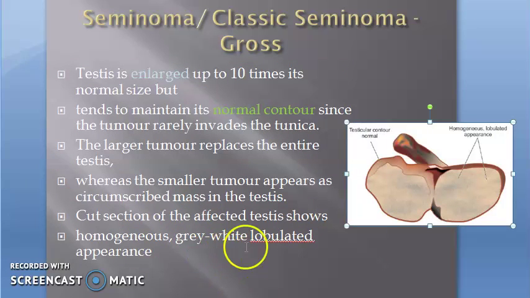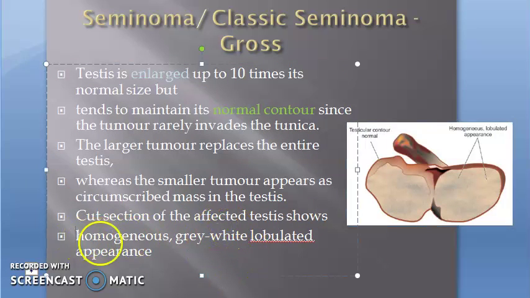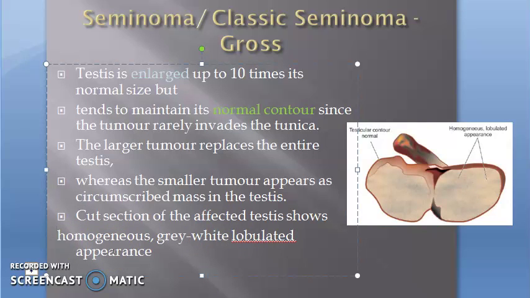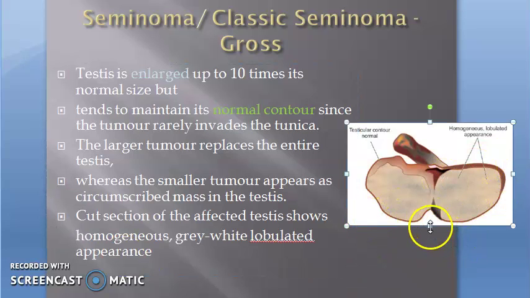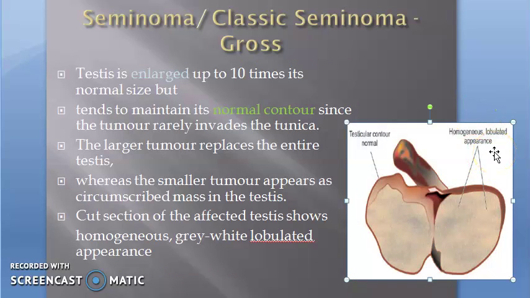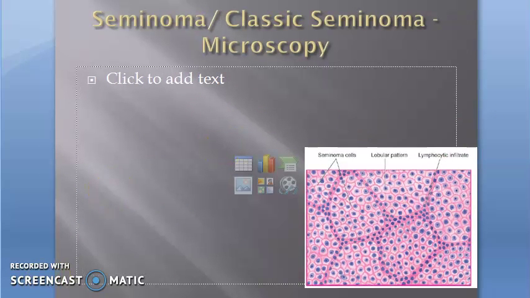Cut section. What will you see in the cut section? Homogeneous, grey-white, lobulated appearance. Homogeneous, it's written here, see, homogeneous, grey-white, lobulated appearance. Okay, let's move on to the microscopy.